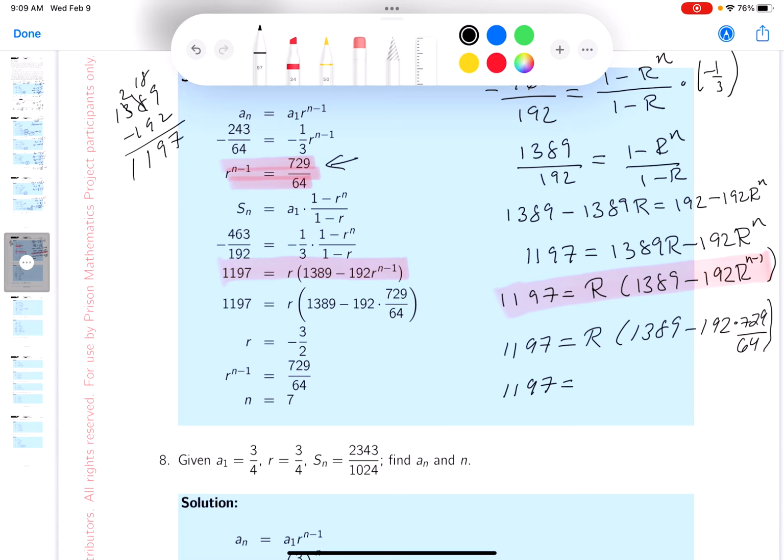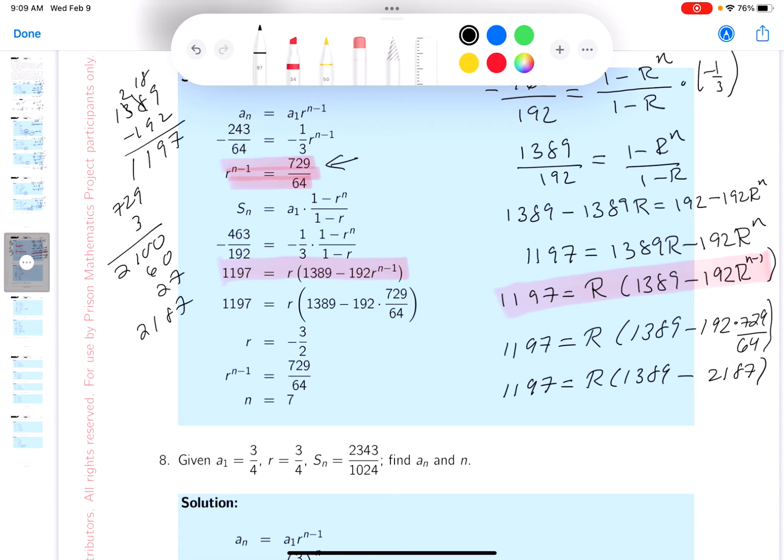1197R equals 1389 minus, and 64 goes into 192 3 times. And 3 times 729 is 2100, and that is going to be, 3 times 700 is 2100, 3 times 20 is 60, and 3 times 9 is 27. So you get 2187.